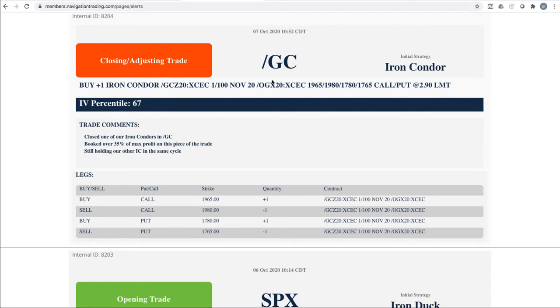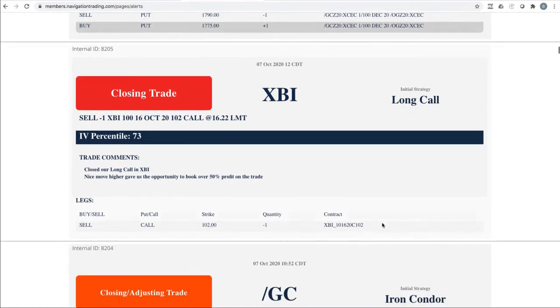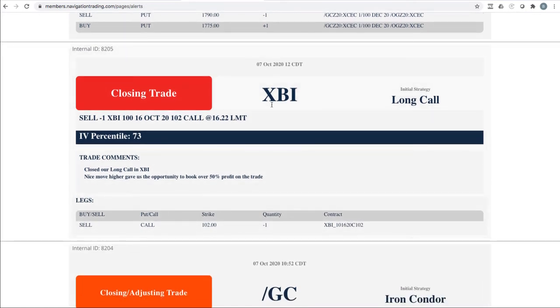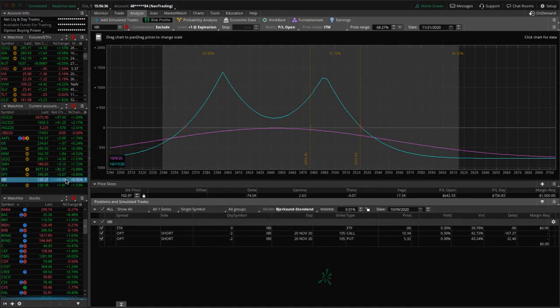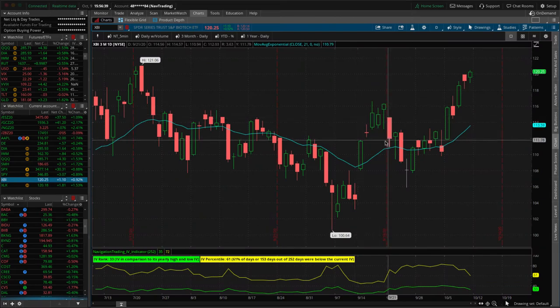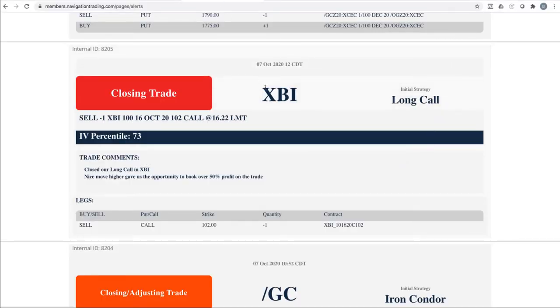Closing adjusting trade in gold. We closed out one of our iron condors and booked over 35% of max profit on that one. Then I'll get to another gold trade before we go to the platform. And then XBI, we had a long call. If you remember, we got bullish on XBI because even when the market was really flushing, XBI was staying super strong. So when we got this pullback, we got in with a long call. We took a little bit of heat on it, but then it did explode like we expected it to, so we ended up booking a really nice profit on XBI.